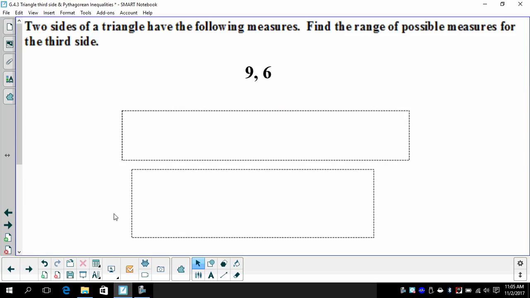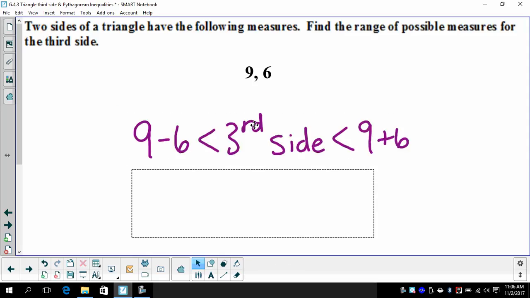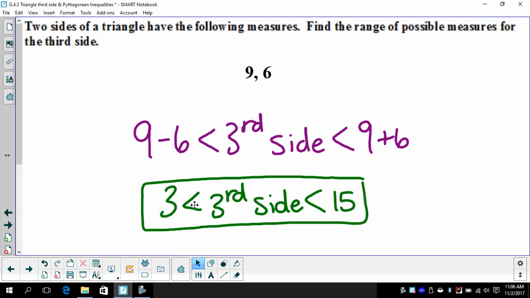So let's repeat that process. Here we want to build a triangle with sides 9 and 6. On the left, I'm going to subtract 9 and 6. On the right, I'll add them. So I find out that my third side length, in order to build a triangle that has a side 9 and a side 6, has to be bigger than 3, and it has to be smaller than 15.